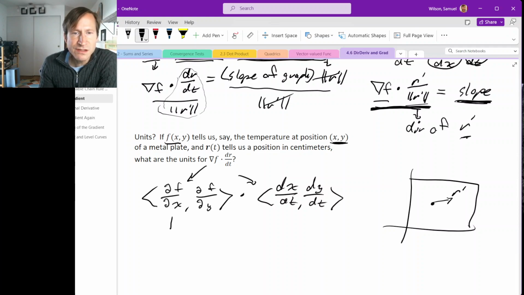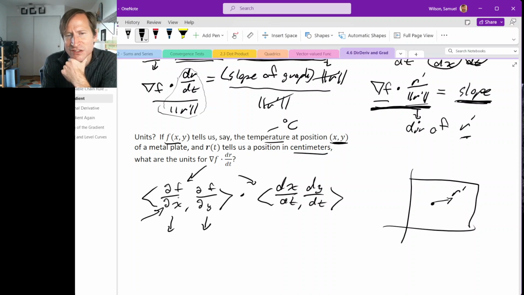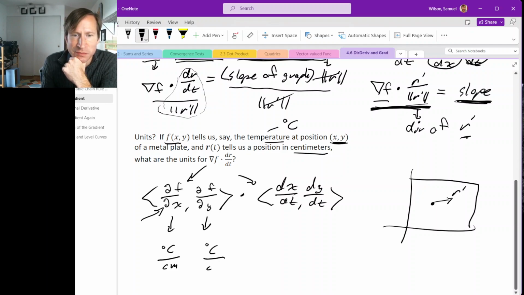Now these partial derivatives, partial f partial x and partial f partial y: f is producing a temperature, which I should have said, let's measure in degrees Celsius. X and y we're measuring in centimeters, so this derivative is going to have f units per x units. So that's going to be degrees Celsius per centimeter. And same thing for partial f partial y, that's also going to be degrees Celsius per centimeter.